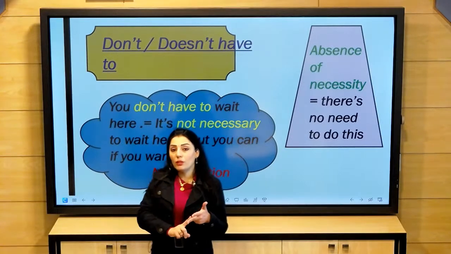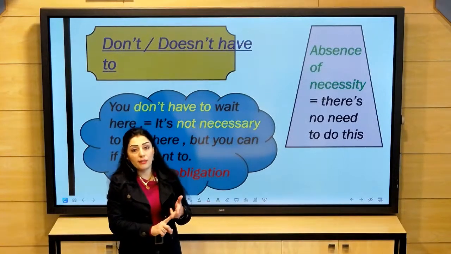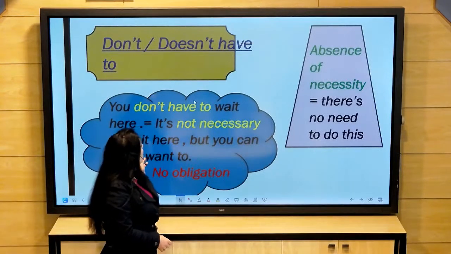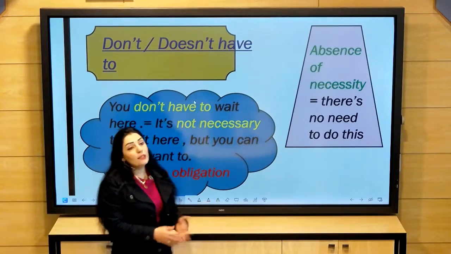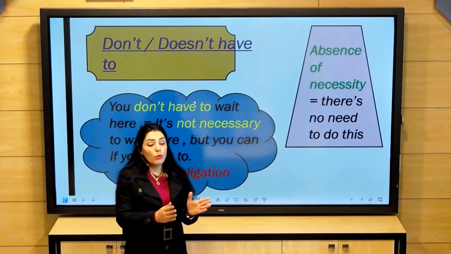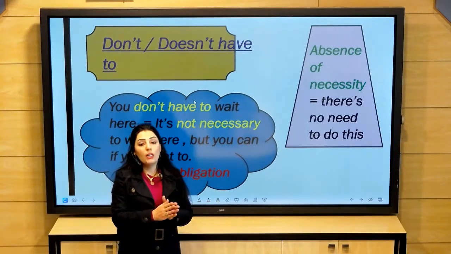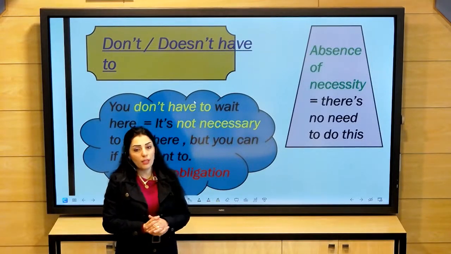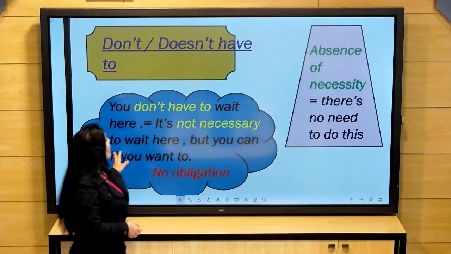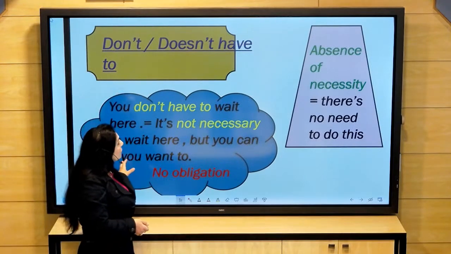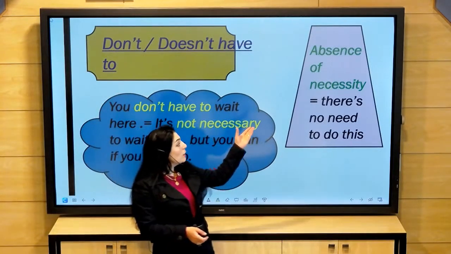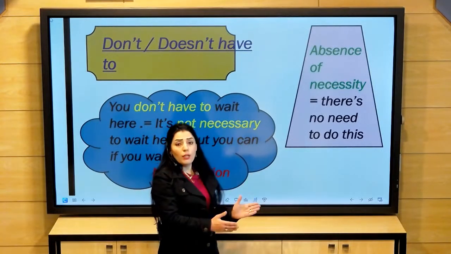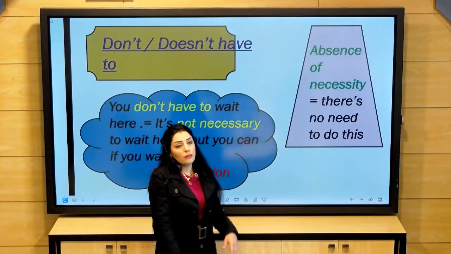The third modal is should. Should expresses advice or recommendation, okay? The fourth one, mustn't. Mustn't means prohibition, when you are not allowed to do something. The fifth one, don't or doesn't have to, expresses absence of necessity. There is no necessity to do this thing, but you can do it, okay?